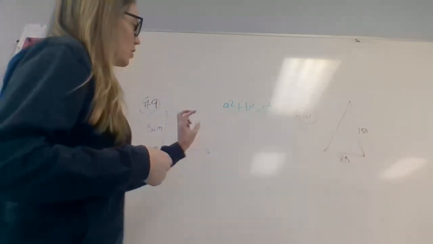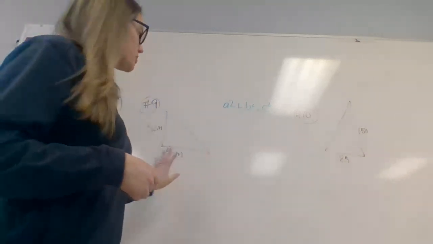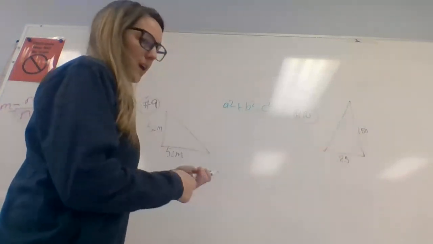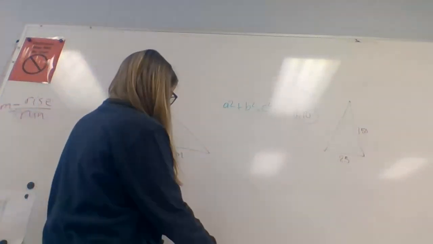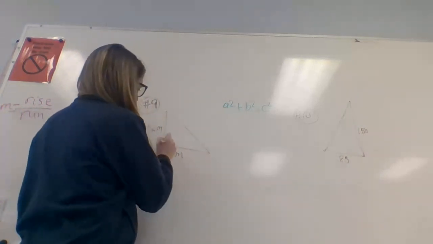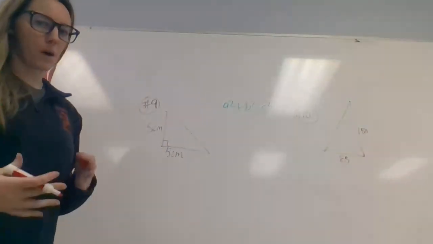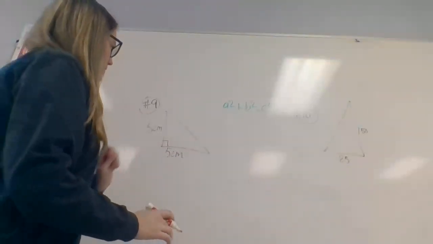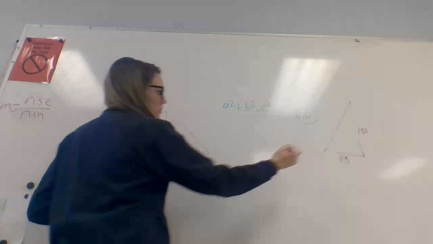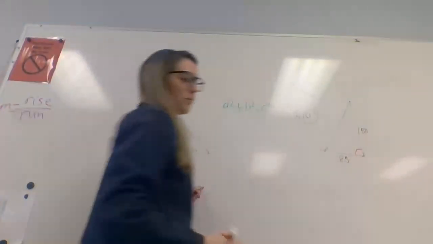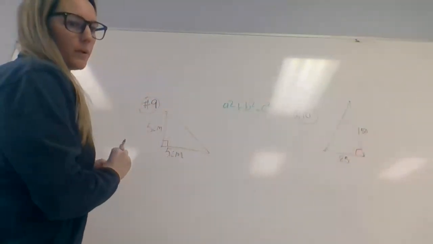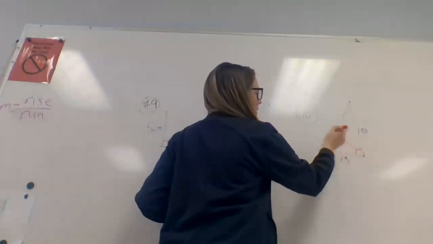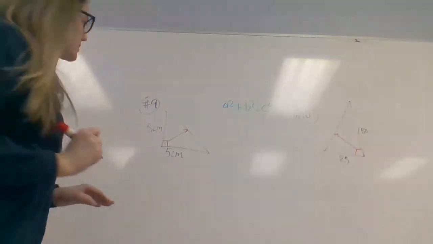So numbers 9 and 10 are looking for you to use the Pythagorean theorem to solve for the hypotenuse of each triangle. If you remember last week, we have our hypotenuse, which is always the side directly across from the right angle. Although they're not marked, you can assume that because I told you in the problems that these are right triangles, so we can assume that these two spots right here are the right angles, meaning we are looking for the side directly across, or the hypotenuse, for each of those.